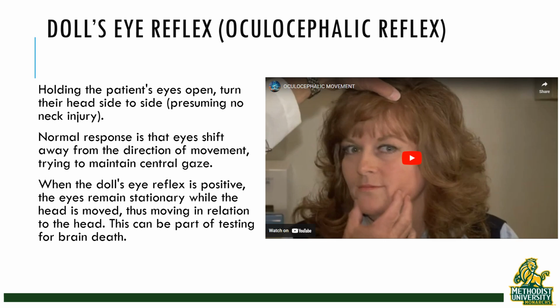used in a comatose patient, in which obviously we have to hold the patient's eyes open and we passively turn their head from side to side. The normal response is that the eyes are going to shift away from the direction you're moving the head, so that the eyes appear to be trying to look at the same thing, trying to maintain gaze. A positive doll's eye reflex, the eyes are stationary, moving with the head. And this is something that is done as part of testing for brain death.